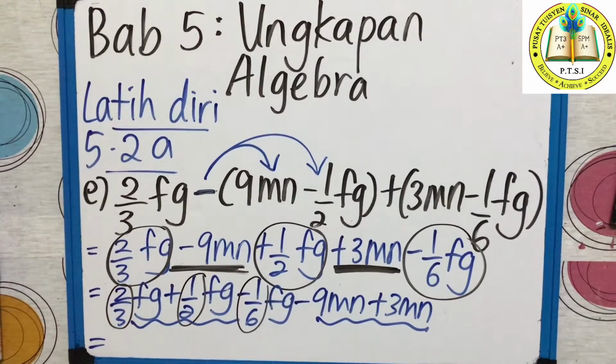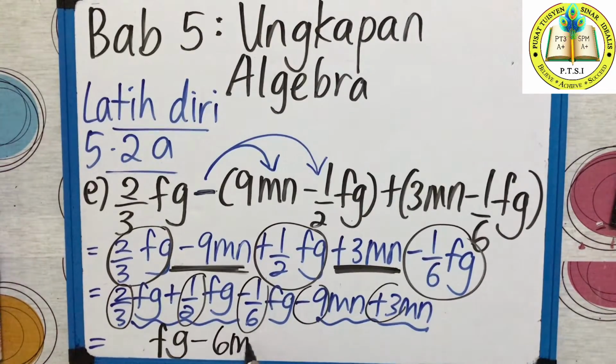So, jawapan adalah Fg. Because you only get 1. 2/3 tambah 1/2 tolak 1/6. Kamu dapat 1 Fg. So, you want to put 1 also can. Don't want to put also, never mind. So, just Fg. Negative 9mn plus 3mn. When you press your calculator, you get negative 9 plus 3. Press calculator, kamu dapat negative 6mn. So, answer Fg minus 6mn. Just leave it like that.